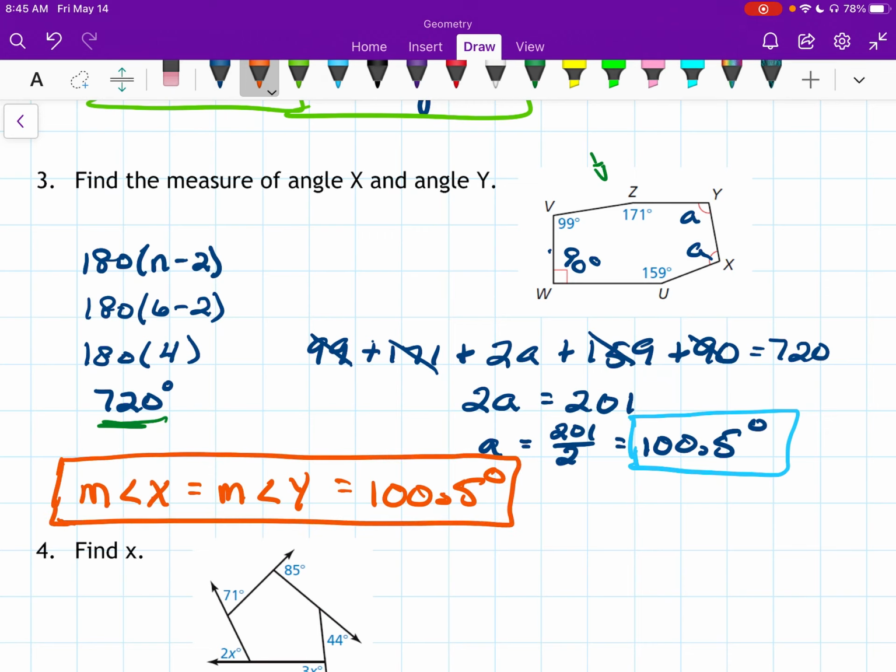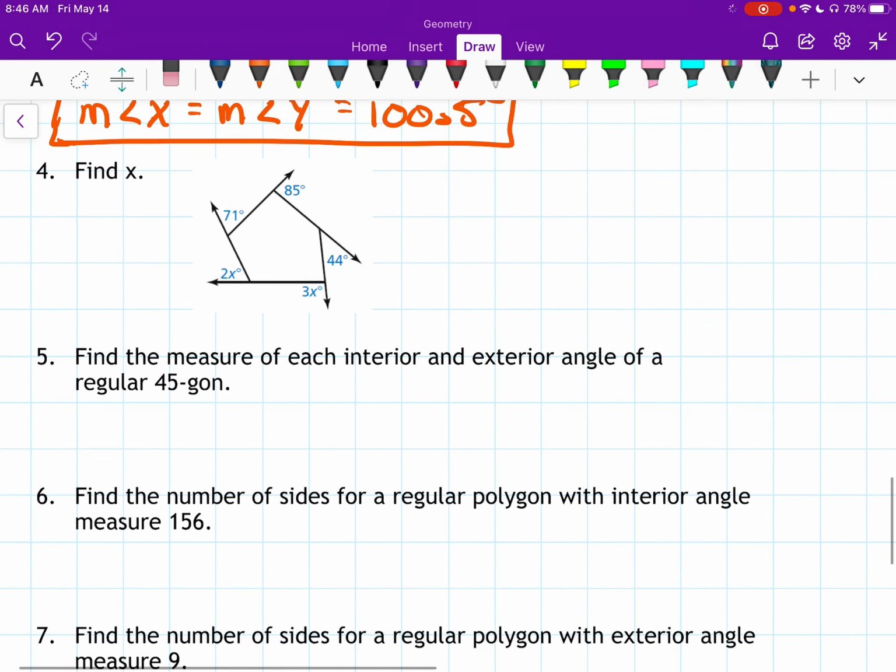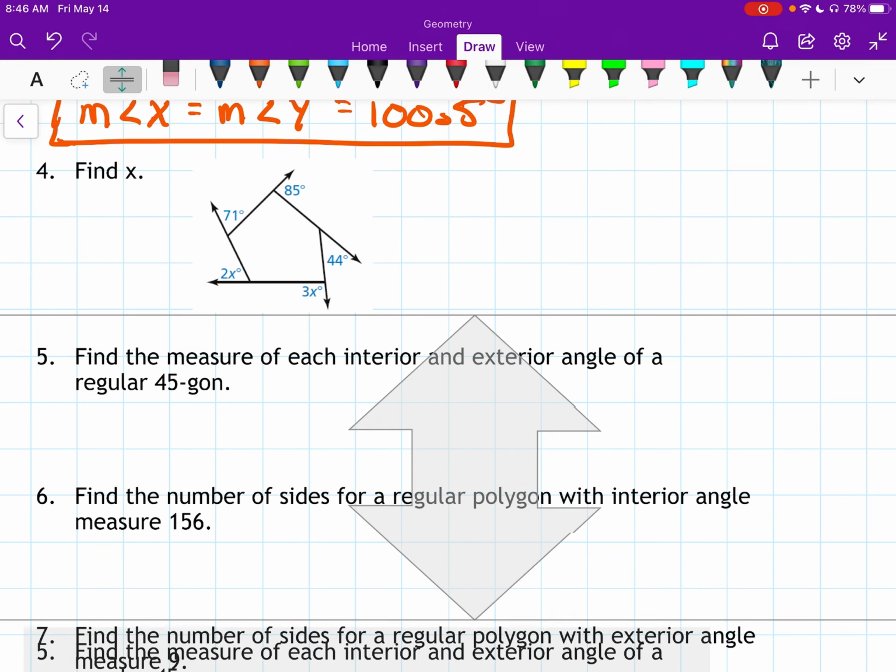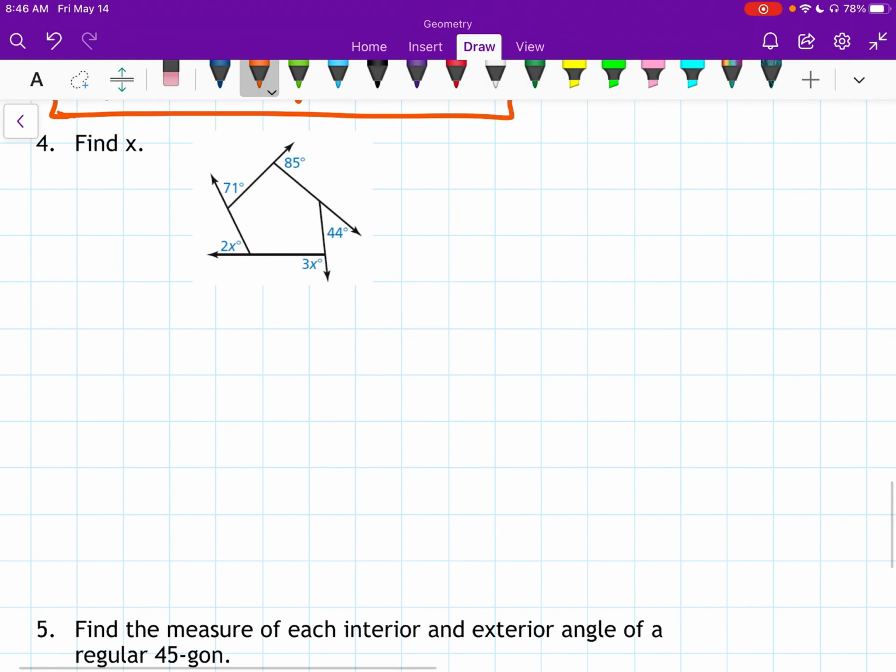And there we are. Number 4, find measure X, or find X. Now these are all exterior angles, and we have a theorem above, I think it's 7.2, that says the exterior angles always add up to 360.